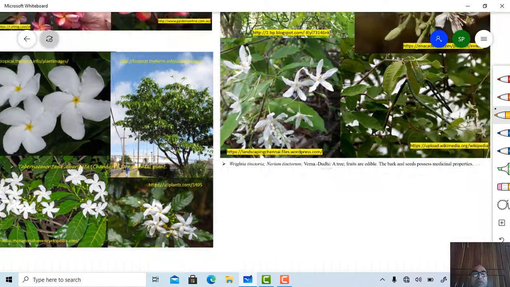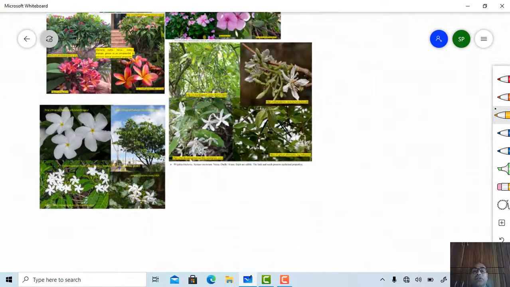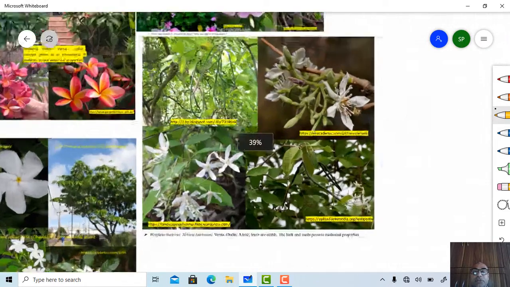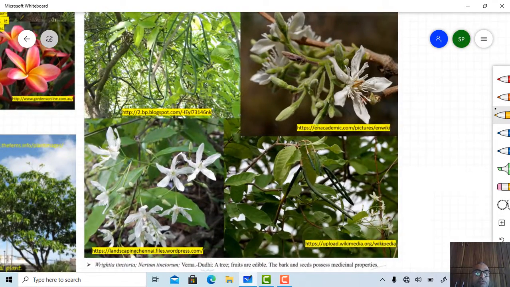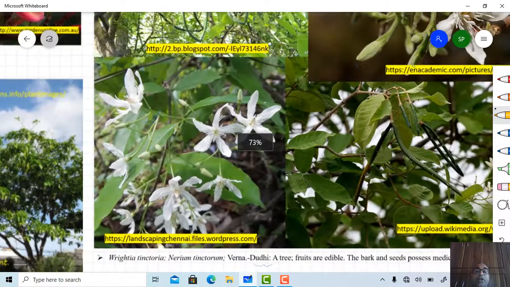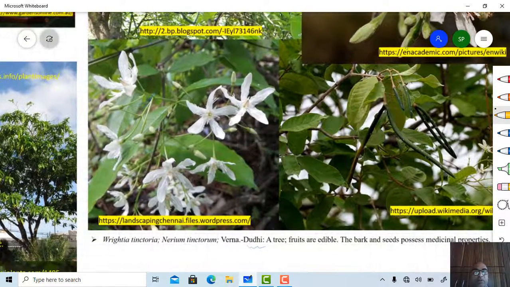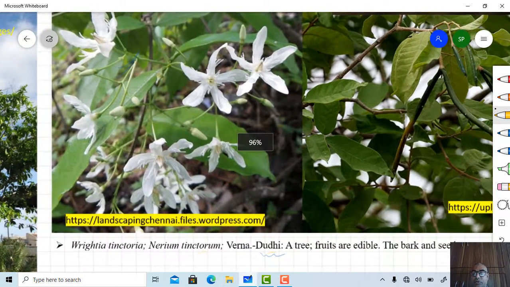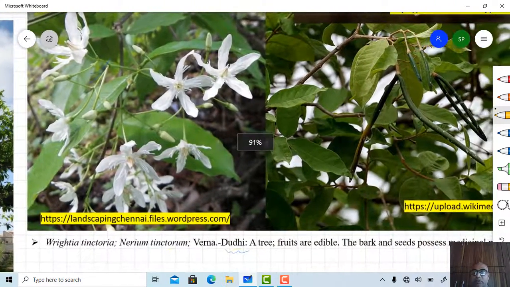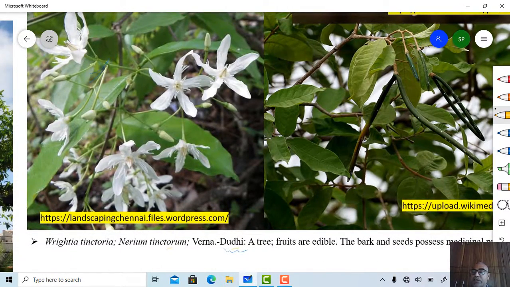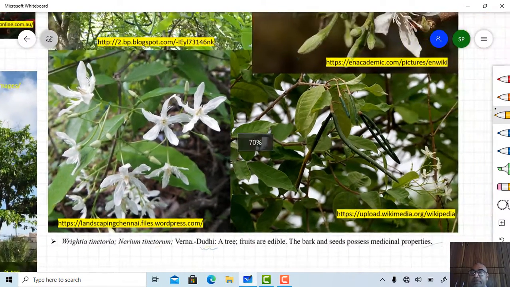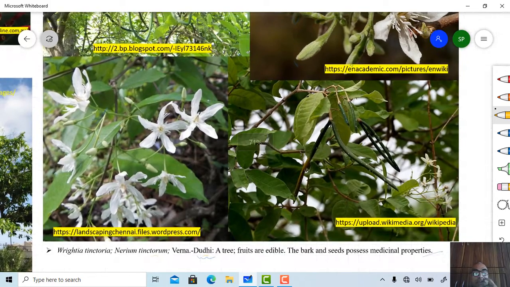Then the next plant we have to deal with, this one is Wrightia tinctoria. The fruits are edible. Dudhi plant or Nerium tinctorium plant. Fruits, tree plant, fruit edible, bark and seeds possess medicinal properties. So this one is Nerium tinctorium.